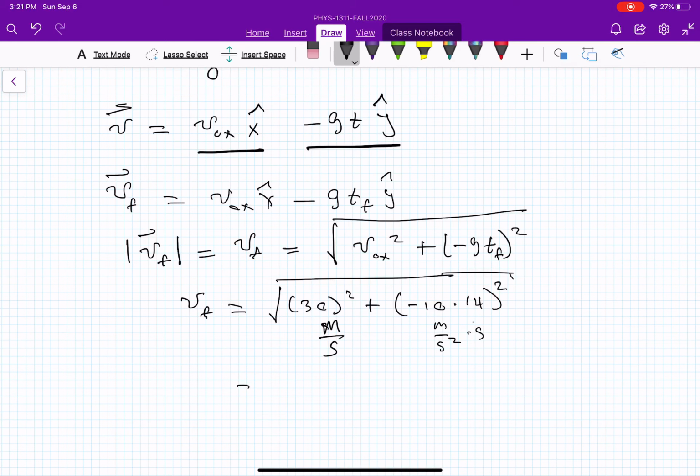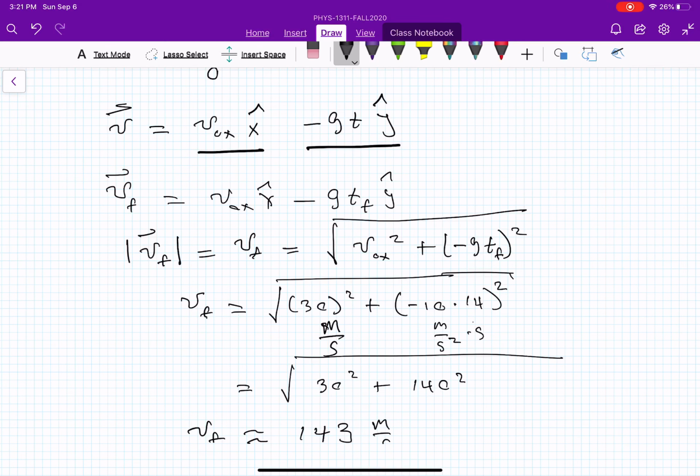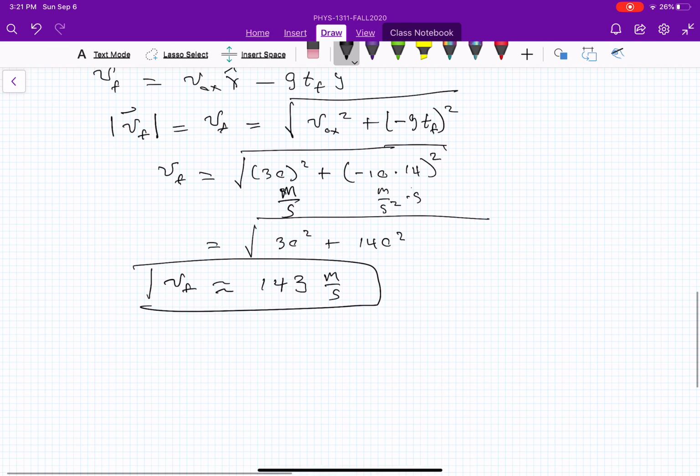So let's see, 30 squared plus 140 squared is going to come out to approximately 143 meters per second. Cool. Okay, so we're almost done.